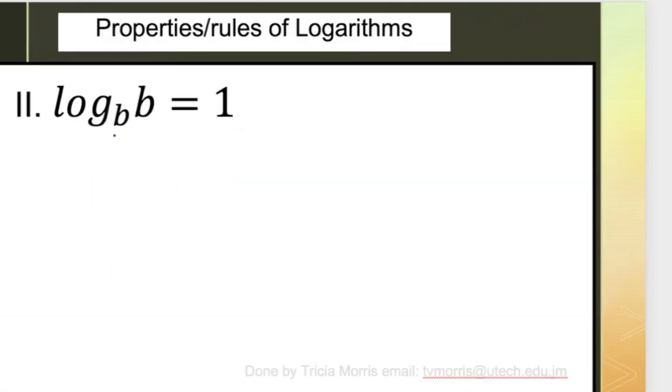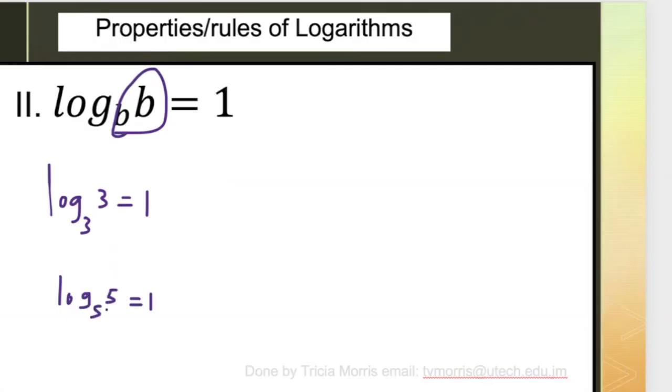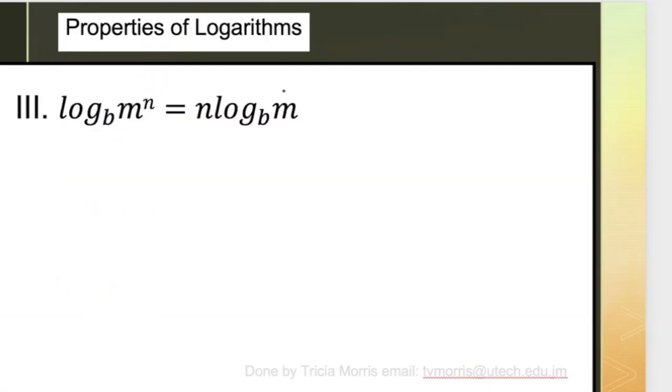This is when the base and the argument are the same, then the value is 1. So if I have log base 3 of 3, then my answer is 1. Log base 5 of 5, then my answer is 1. So once they're the same, the answer is 1. When you have a power, we can carry it in front, or vice versa. We could have carried the power upwards.